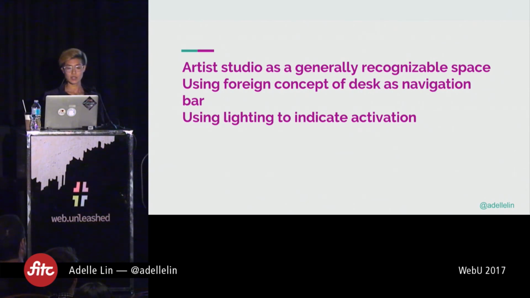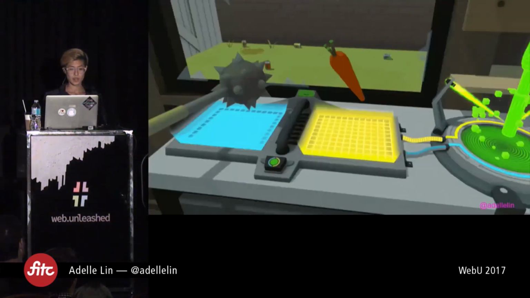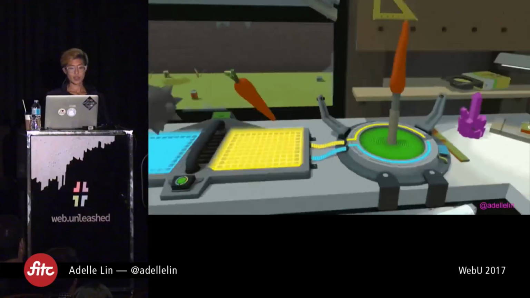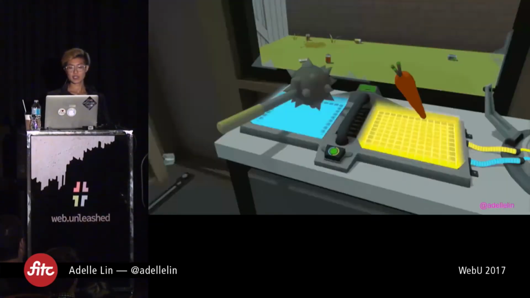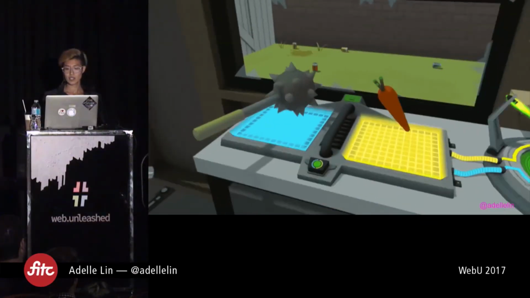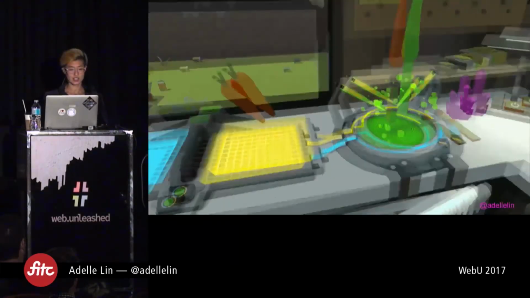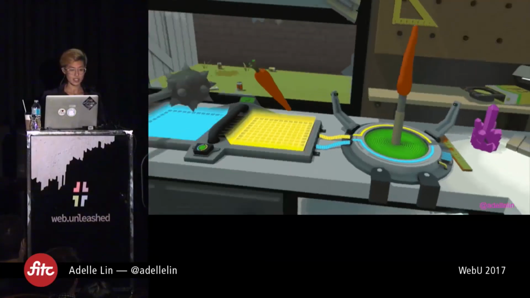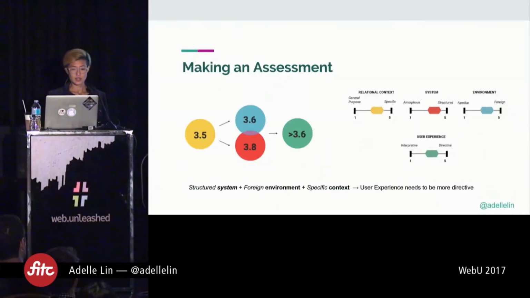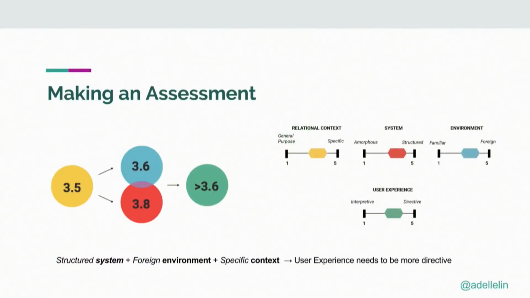So the theory is that in most cases, assessing the system, environment, and context according to these values should allow the development of a reasonably complex user experience. In Rick and Morty, much of what you get to do is pretty foreign and ridiculous, but you learn through constant reinforcement, where they're yelling instructions at you, and you have instruction cards lying around. We assessed our project to be something very specific in relational context, a structured system and a foreign environment, and therefore the user experience needed to be a little bit more directed.